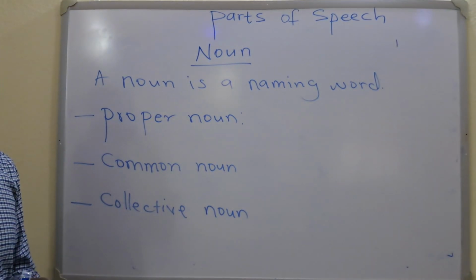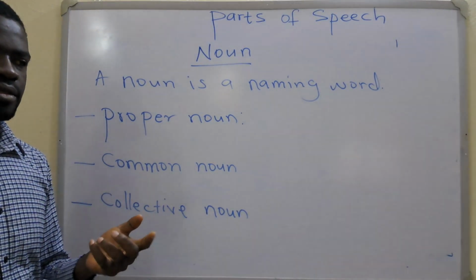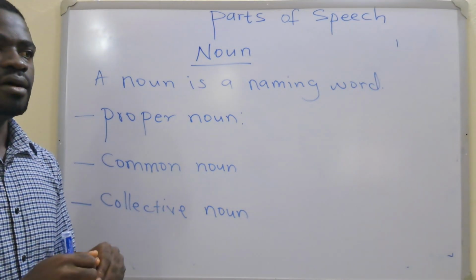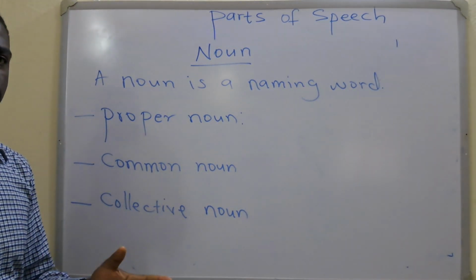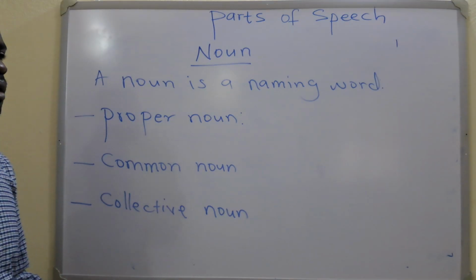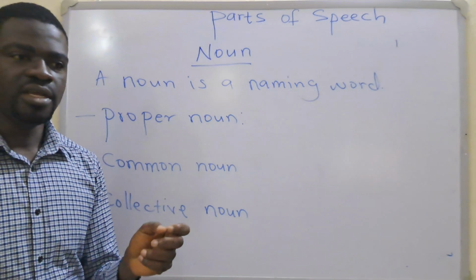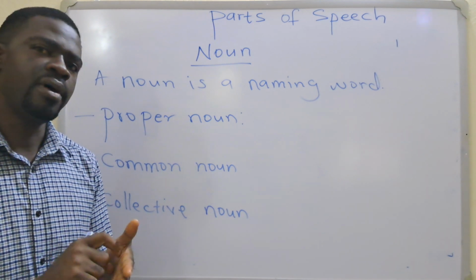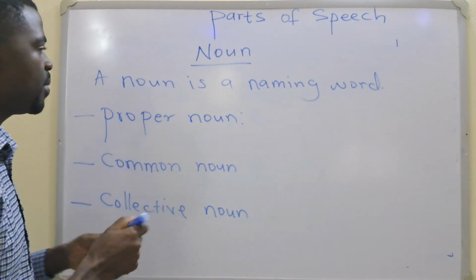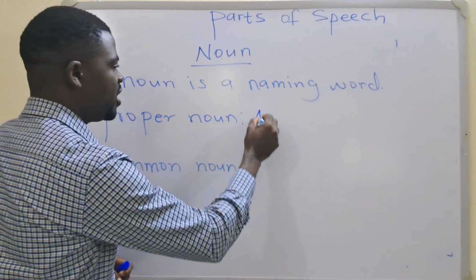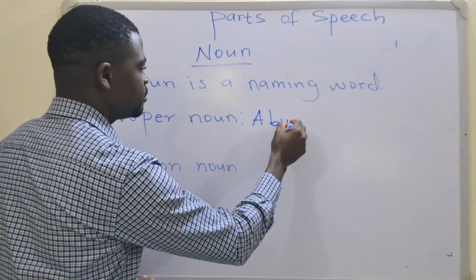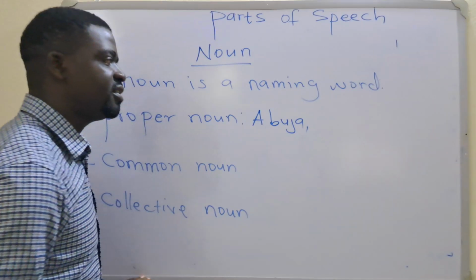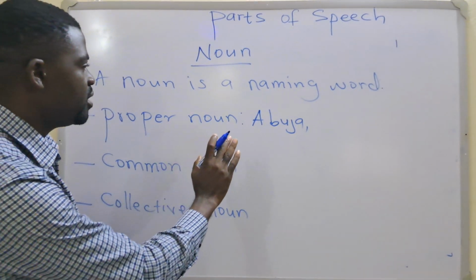You also have names of particular places, say markets, towns and villages, states, countries, regions. If a particular place is given a name, then that name is a proper noun. So you can say Abuja is the name of the capital city of Nigeria, so it is a proper noun.